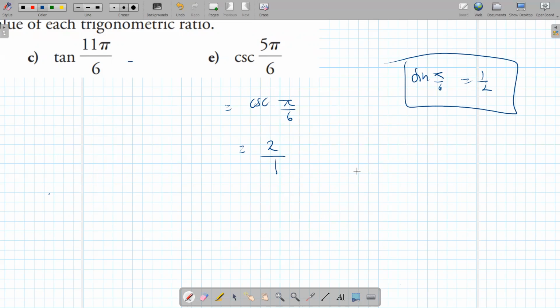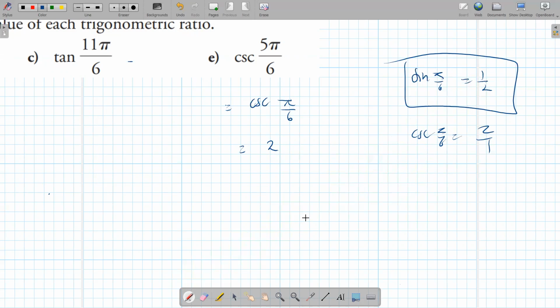And then that's going to be just 2. 1 divided by 0.5, which is 2. Yeah, 1 over 1 over 2 is 2. Or you can just flip the sign. Sine pi over 6 is 1 over 2. That means cosecant of pi over 6 is 2 over 1.